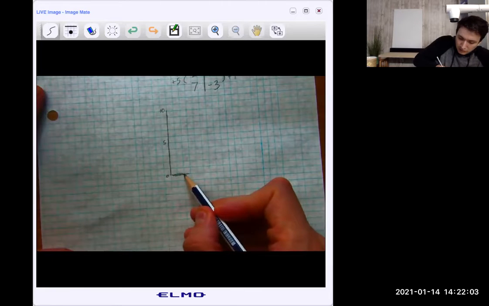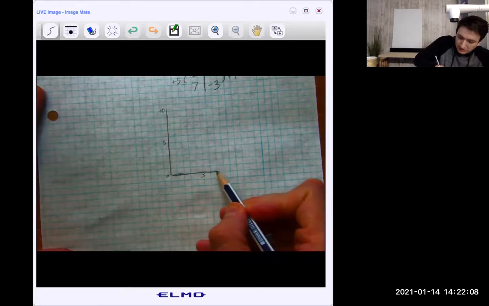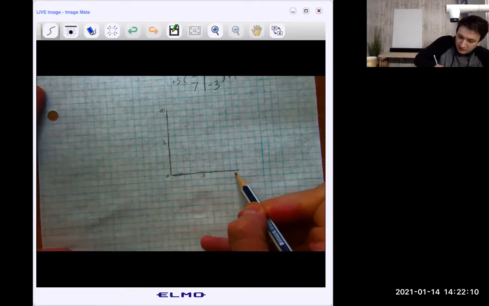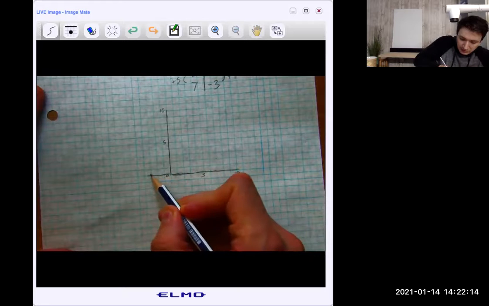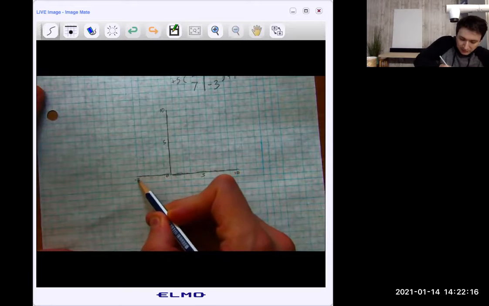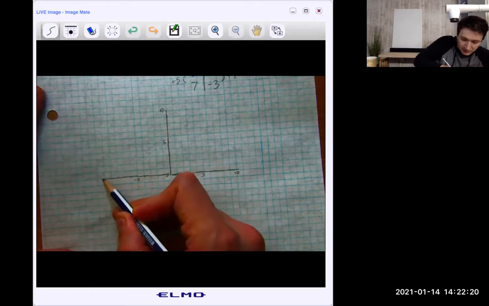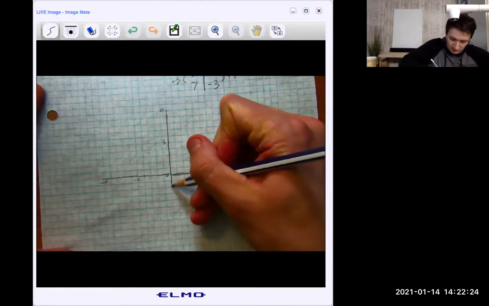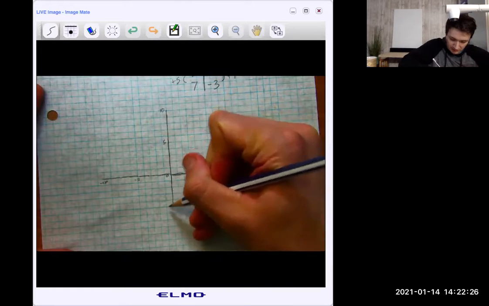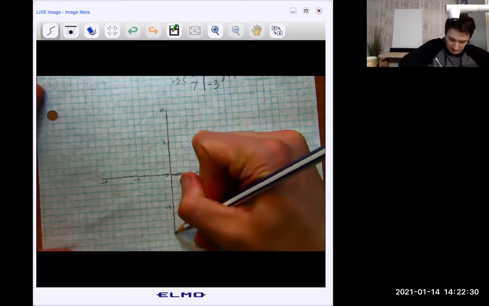1, 2, 3, 4, 5, 6, 7, 8, 9, 10. And let's go negatives. -1, -2, -3, -4, -5, -6, -7, -8, -9, -10. I hope I drew this right. It sure seems like it. -1, 2, 3, 4, 5, 6, 7, 8, 9, 10.